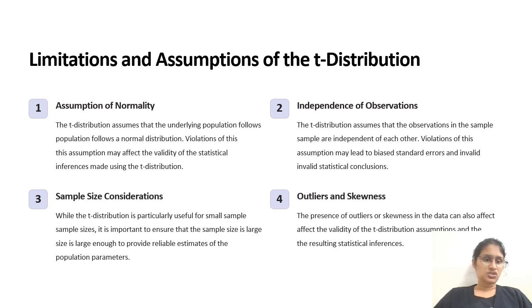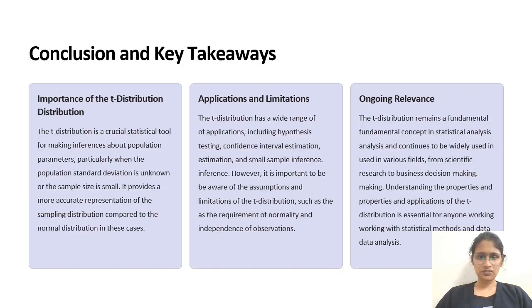Sample size considerations. While the t-distribution is particularly useful for small sample sizes, it is important to ensure the sample size is large enough to provide reliable estimates of the population parameters. Independence of observations. The t-distribution assumes that the observations in the sample are independent of each other. Violations of this assumption may lead to biased standard errors and invalid statistical conclusions. So let's conclude with this.